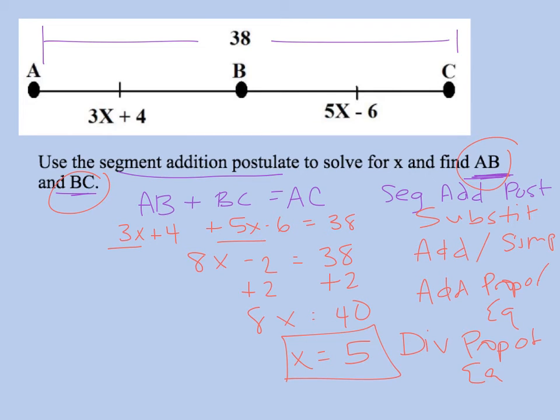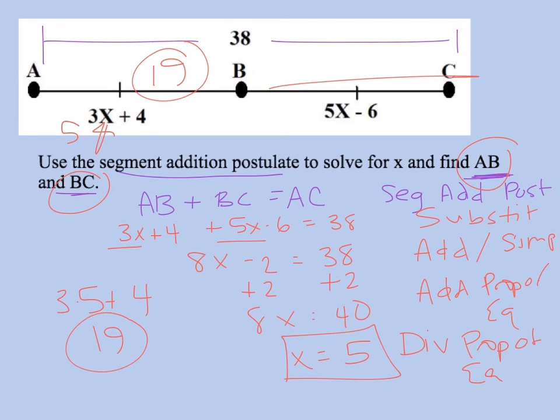So I need to plug in 5 right here. So it's 3 times 5 plus 4. So this segment's 19. I could either do 38 minus 19 to get this one, or I can plug in 5 up here. So 5 times 5 is 25 minus 6 is 19. Okay, these segments are both the same, so actually B must be the midpoint.